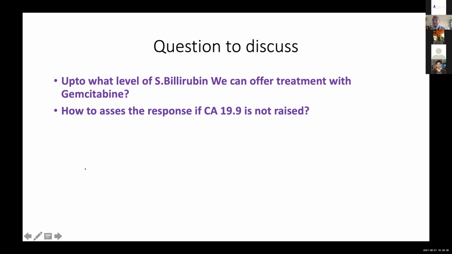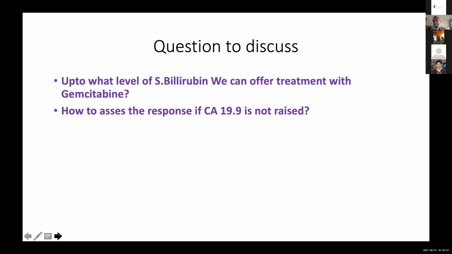So if the CA19-9 is not raised, liver function is normal, and we are giving chemotherapy, how do we assess the response? CA19-9 is a parameter, but say we are in a tricky situation. The liver function is static, CA19-9 is normal, but we are giving chemo. So after 3 or 4 cycles, shall we continue? How can we assess?